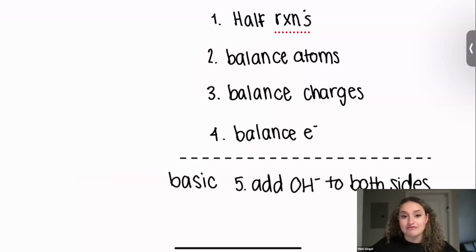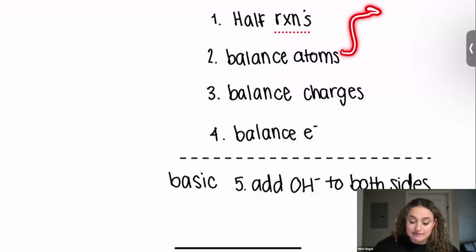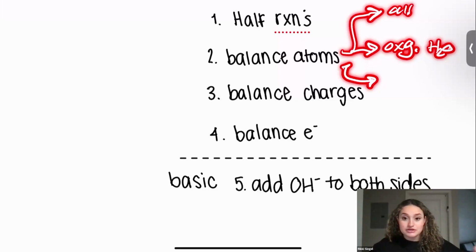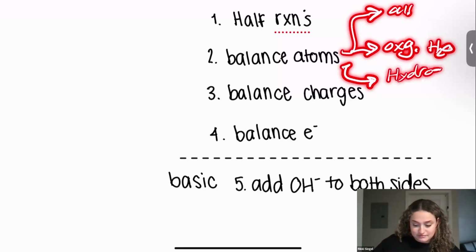You're going to break it into its half reactions, and I'll show you that in a second. Then you balance your atoms. Now, there are like 3 sub-steps to this. So you have to balance your atoms in an order. So first you do everything except for oxygen. Then you need to balance your oxygens. And how do you do this? You balance it with H2O. Then, because you added all these H2Os, now you have hydrogens in there. So you have to balance your hydrogens.